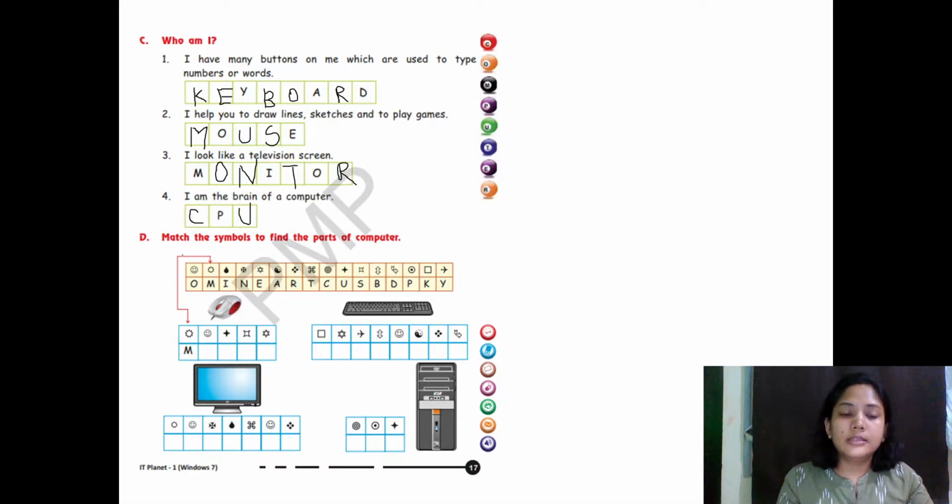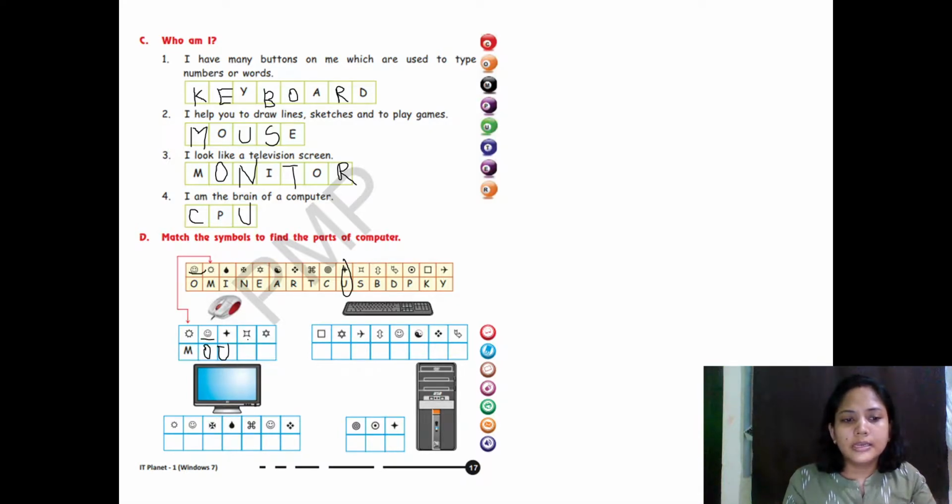Now see here. This is a game. Match the symbols to find the parts of computer. Okay. Now the sun here, it means M. Now what is the smiley? Smiley is here. Right? You can see smiley here also and you can see smiley here also. So this is O. So I will write O here. Okay. Now find out where is this symbol. Where can you see this symbol? Can you see? Yes, I found it. See here? This. So I will write U here.